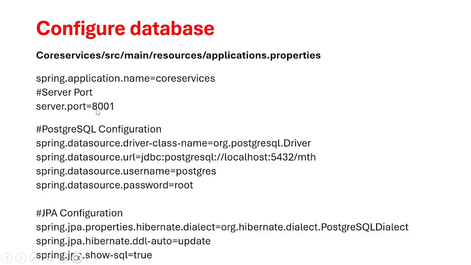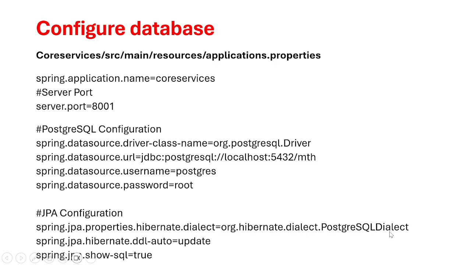So you just mention server.port as 8001, and for the PostgreSQL configuration, you add the driver class name as the PostgreSQL driver class, then the data source URL as jdbc:postgresql://localhost:5432, where 5432 is the default port number, and mth is the schema name. In my case I have given the username as postgres, which is the default username, and the password I have given as root. Under the JPA configuration we give the Hibernate dialect. I'm just using the PostgreSQL dialect.